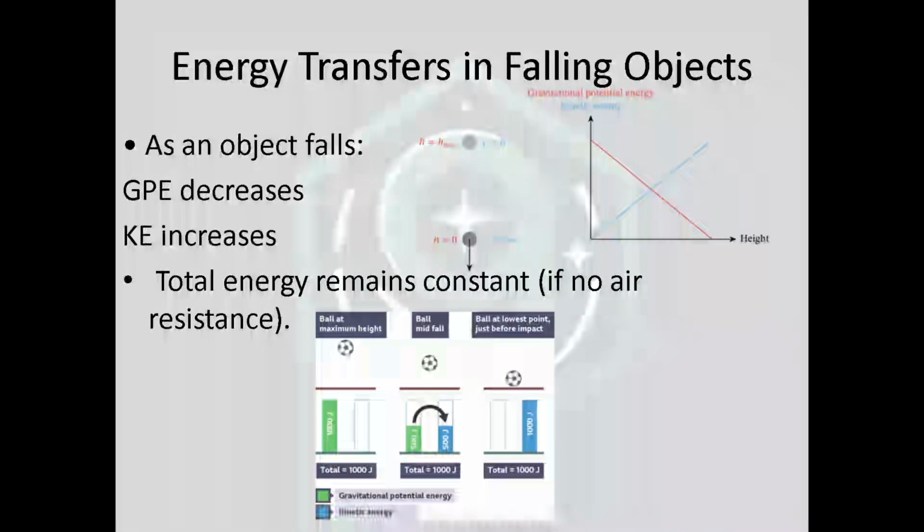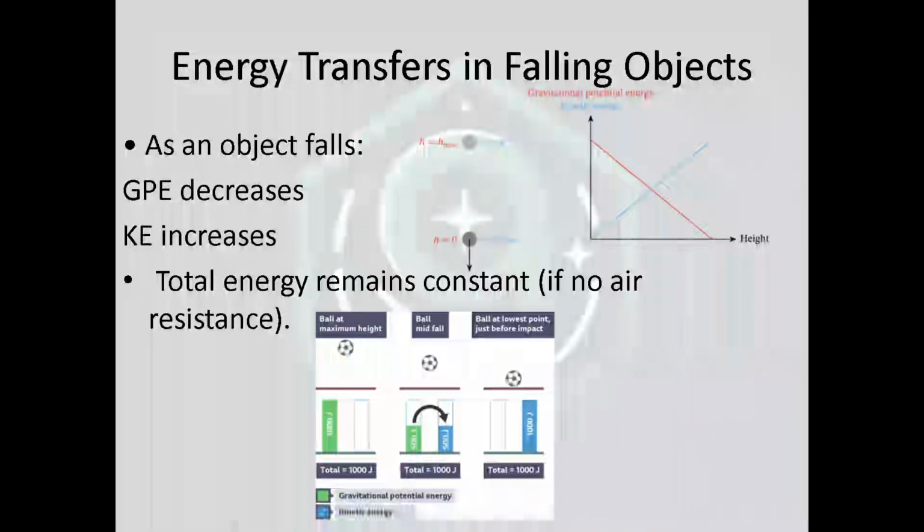Great. Cool. So essentially, if an object falls, the GPE will decrease and kinetic energy will increase, but the total energy stays constant, because we're relating that back to the law of conservation of energy, that no energy can be created or destroyed. It always stays constant. And as I mentioned earlier, kinetic energy and GPE are interlinked.